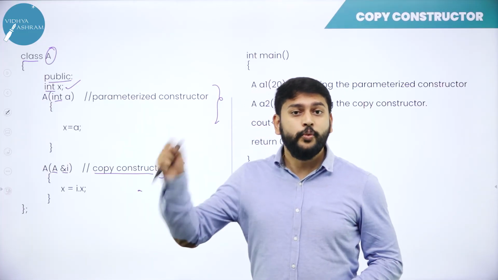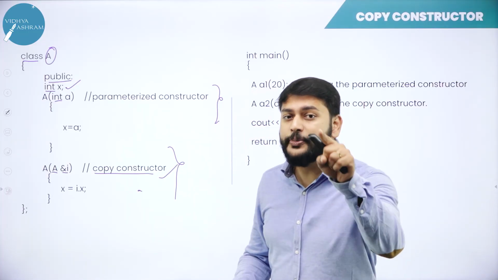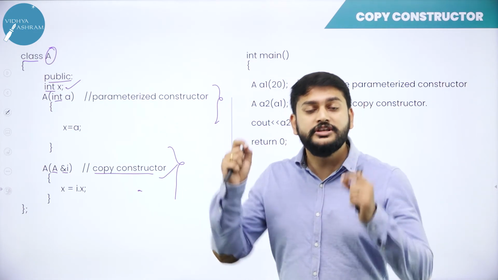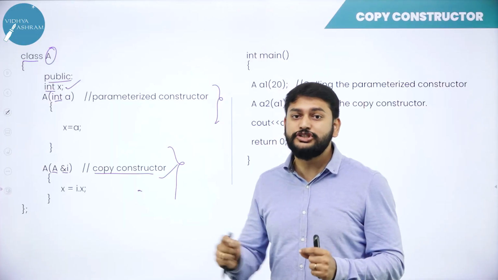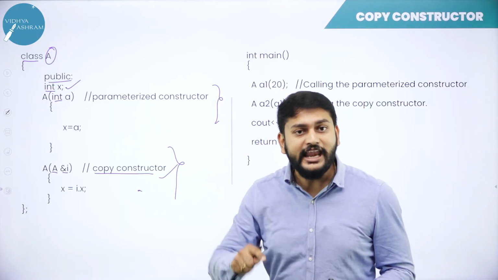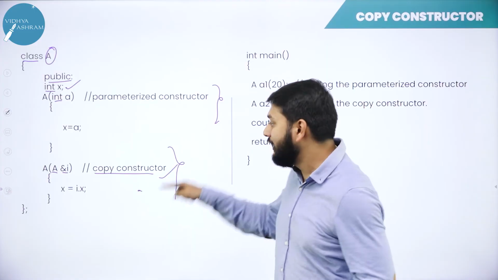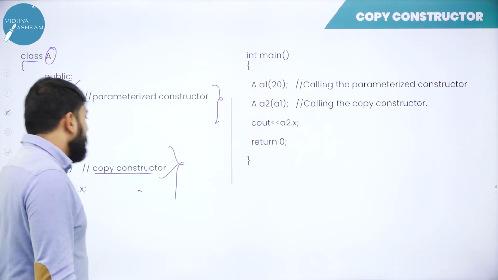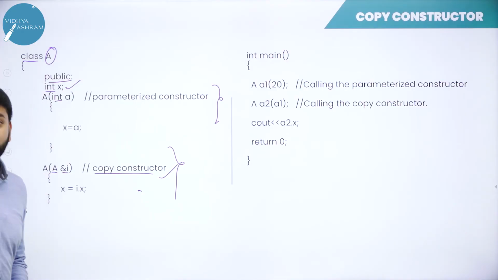Remember one more point with respect to the copy constructor. Copy constructors are not explicitly invoked. What is the meaning of it? Explicit in the sense you are not writing any code to invoke the copy constructor. Automatically the copy constructors are invoked. That is what you need to remember, my dear students. This is all with respect to the copy constructor.